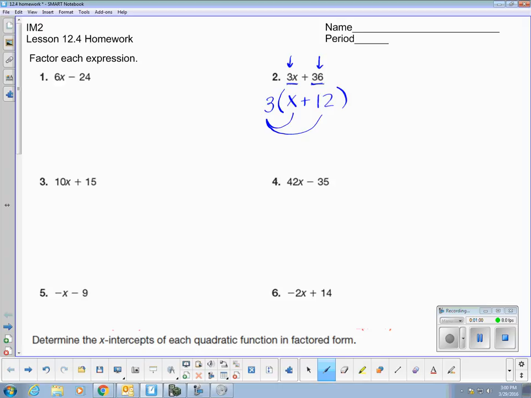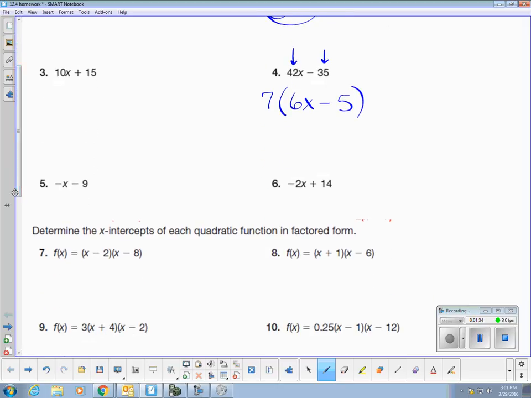So when I factor this binomial, it factors into 2 factors. One factor is 3. The second factor is x plus 12. When I look at the numbers 42 and 35, I'm thinking of a greatest common factor. I'm thinking of the number 7. And when I write the leftovers, 7 times 6x is 42x, and 7 times negative 5. The greatest common factor for negative 2 and 14 is negative 2. Negative 2 times x is negative 2x, and then negative 2 times negative 7 is positive 14.